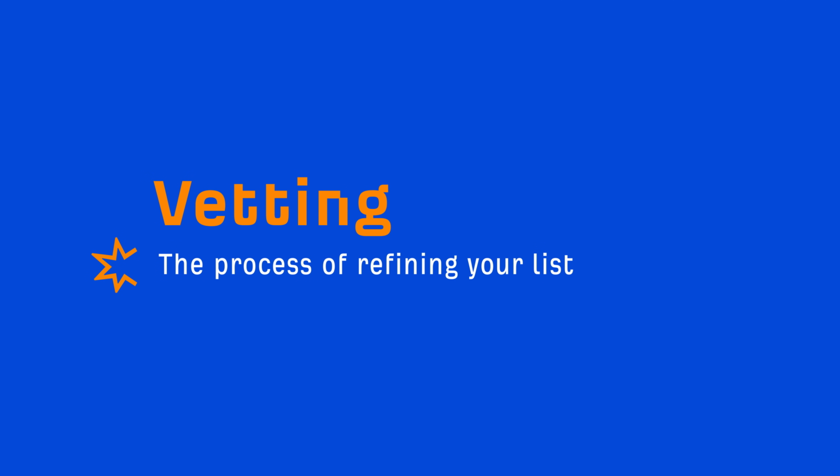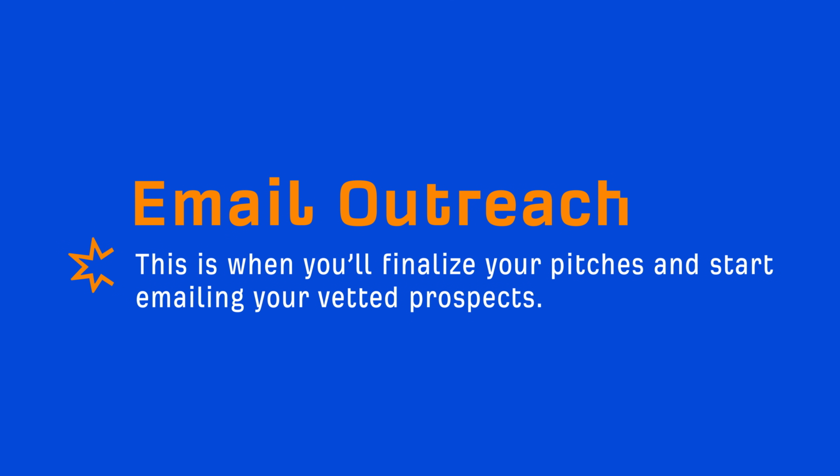The vetting stage is where you start to refine your list of prospects. These are the people that you'll be contacting, so you'll need to visit their websites and validate that they are indeed people worth contacting. Finally is the email outreach stage. This is when you finalize your pitches and start emailing your vetted prospects.